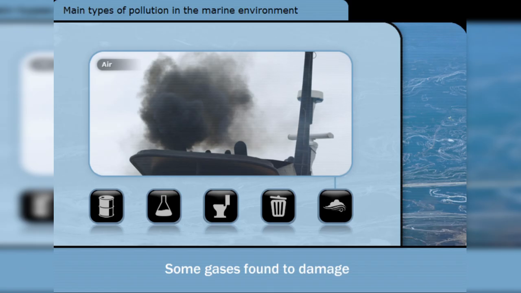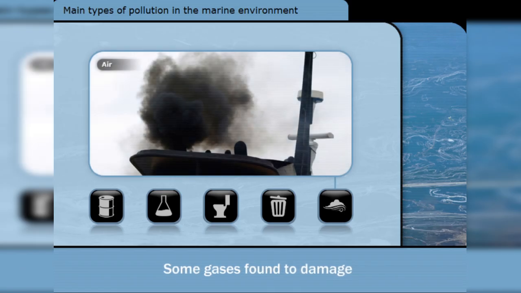Since Marpol was first written, research has shown that some gases can damage the environment ashore and the global climate. Again, as pollution sources ashore became more regulated, pollution from ships became more obvious and eventually regulated.